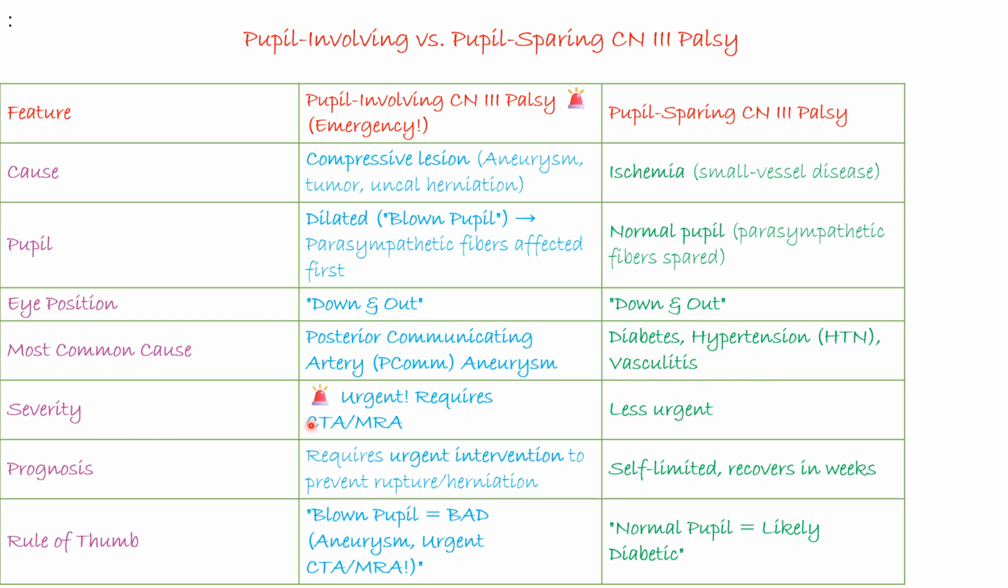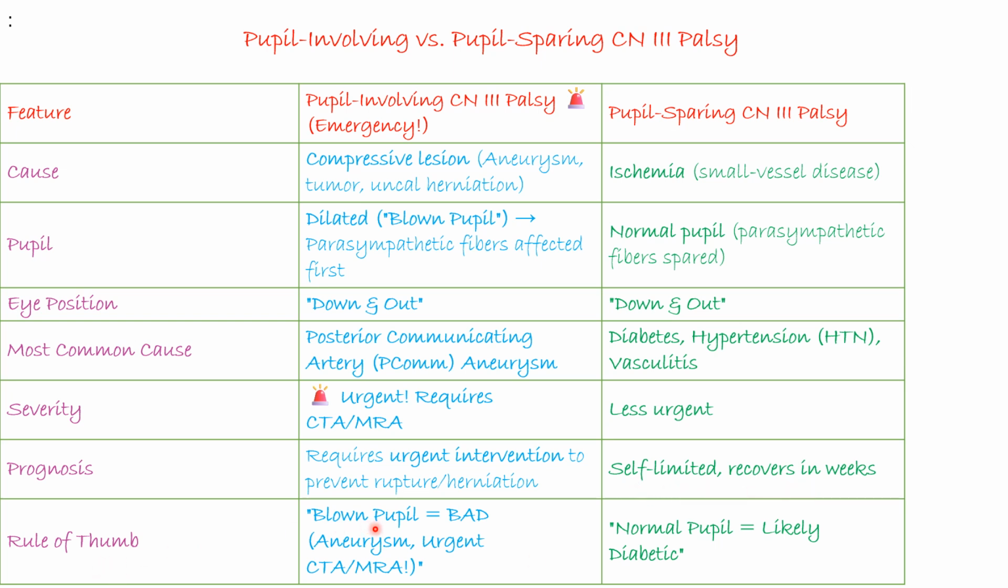The severity for pupillary involving is usually urgent and may require a CT angiogram or MRI angiogram, because it is an aneurysm, while pupillary sparing cranial nerve 3 is usually less urgent. The prognosis requires urgent intervention to prevent rupture or herniation. Just look at the causes that we said: aneurysm, tumor, or uncal herniation. Whereas causes such as diabetes and vasculitis are usually mostly self-limiting and usually recover in weeks.